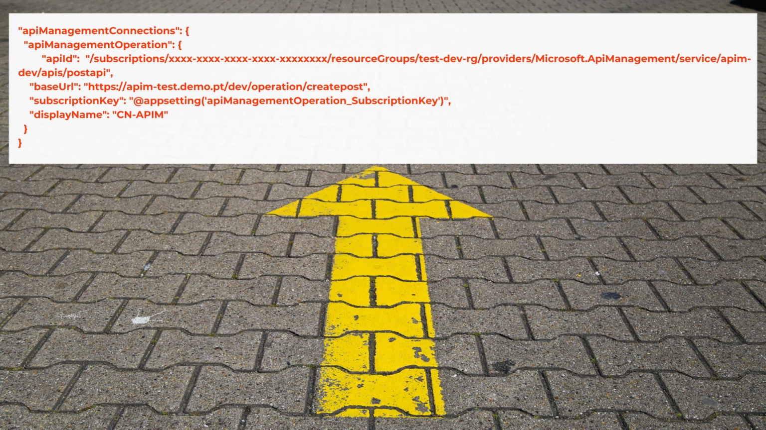Search for the APIM connector in the designer, select your APIM instance, give the connection a name, and choose the API you want to work with. This creates an entry like this, which you are seeing on the picture, in your connections.json.